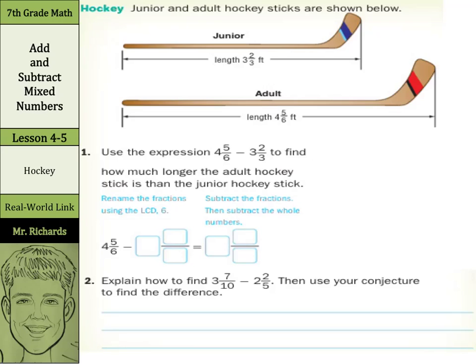Now it's asking us to rename the fractions using the LCD 6. The 3 2/3, we're going to have 3. Our bottom number is going to be a 6. And if we did 3 times 2 to get to our denominator of 6, then 2 times 2 is 4. So 4 5/6 minus 3 4/6. 5/6 minus 4/6 is 1/6, and 4 minus 3 is 1. Since we're going to subtract the fractions, then the whole numbers. So our answer number 1 is 1 1/6.